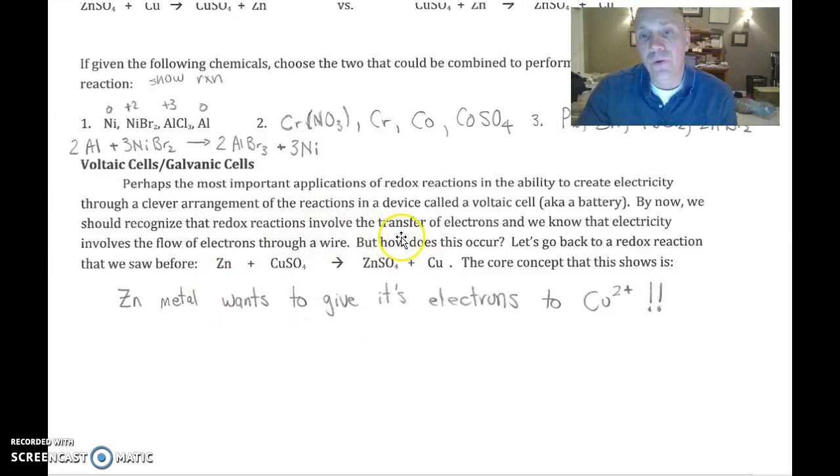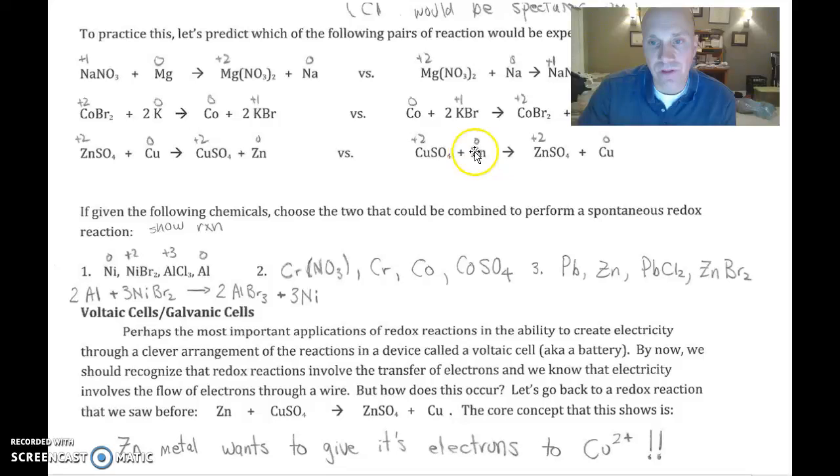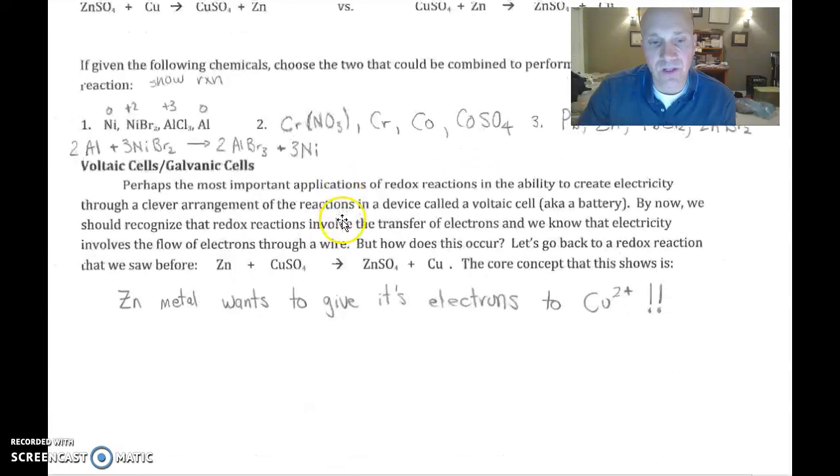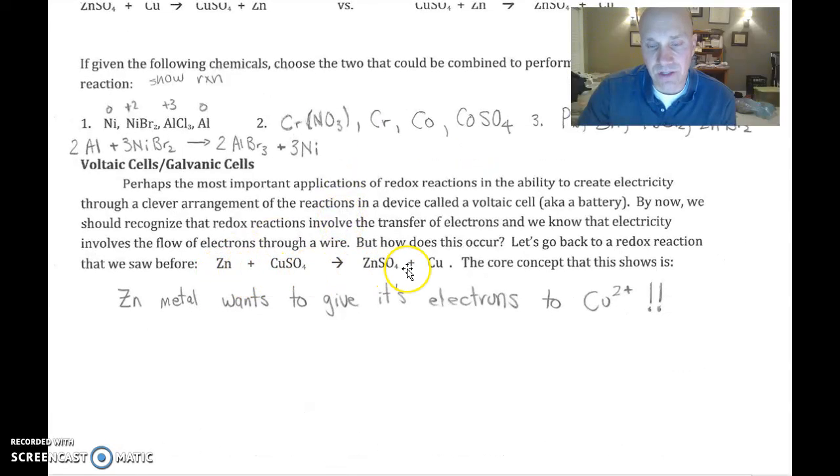So what do we want to start off with? We're going to start off with this redox reaction right here. And we mentioned this before. It's actually one of the examples that we gave in the previous video. And we mentioned that it happens in this direction.